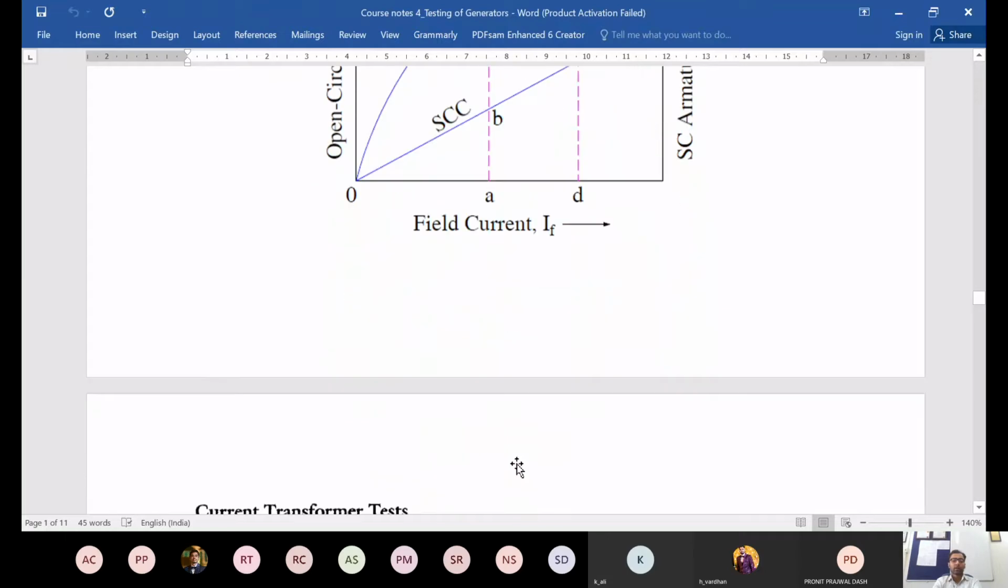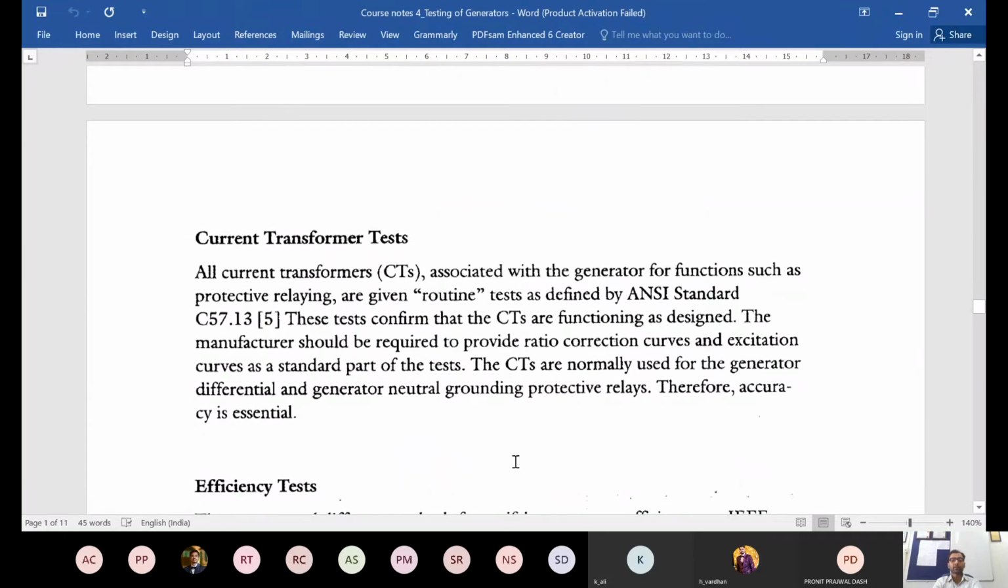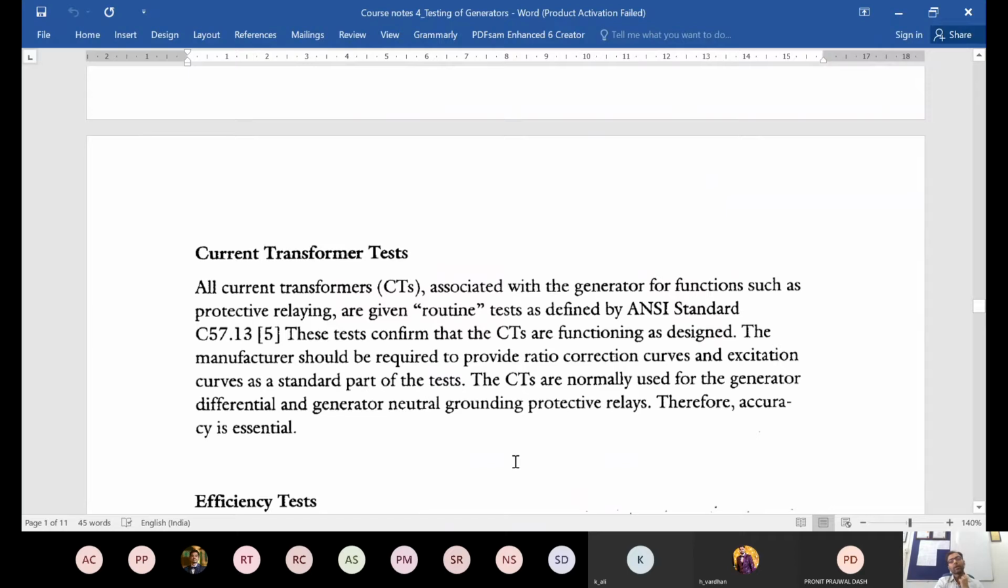Let's move ahead. Then we have the current transformer test. This current transformer is a very interesting and very important component of the entire system. We will look at this in more detail when we talk about the protection system for the hydroelectric equipment. Current transformer is different from the regular transformer, as many of you from an electrical background will probably know.